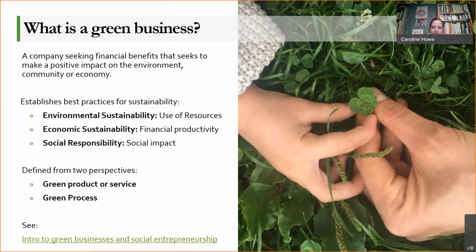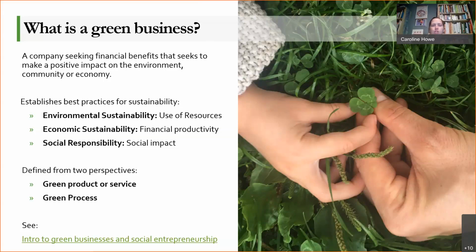So what is a green business? We've covered this in the last two sessions, but a green business is a company seeking financial benefits that's also seeking to make a positive impact on the environment, community, or economy. So best practices for sustainability: environmental sustainability, how you're using resources, economic sustainability, and social responsibility. And today we're really going to be talking about those green products and services or a green process that can really be building sustainability through the very operations of your business.